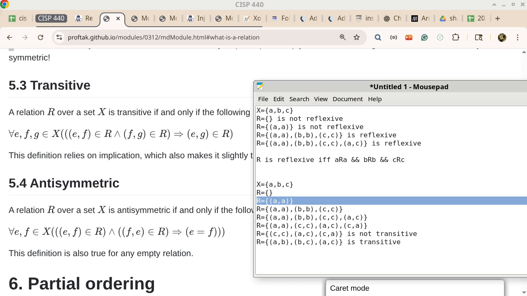What about this one here? Is that anti-symmetric? Anytime you turn your head and say it is not something, then you better give me some examples. How are you going to choose the values for E and F so that this entire expression is false? So when both are A, let's spell it out. Is AA in R? Does A equal A?